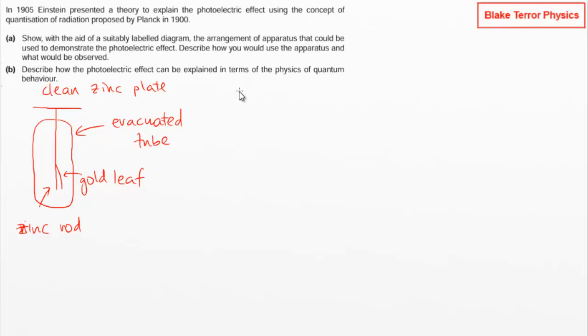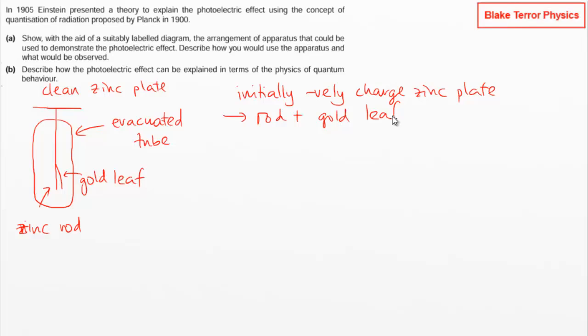Label each bit. Then we can say initially charge or negatively charge the zinc plate. And then that will mean that the zinc rod and the gold leaf will become negatively charged.